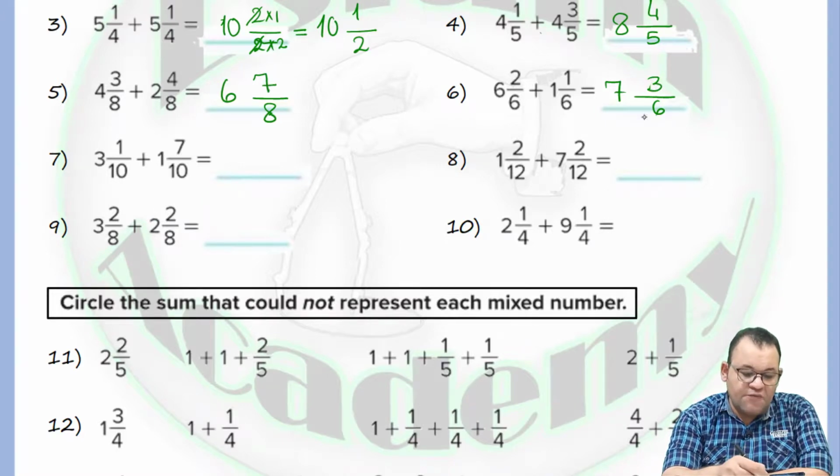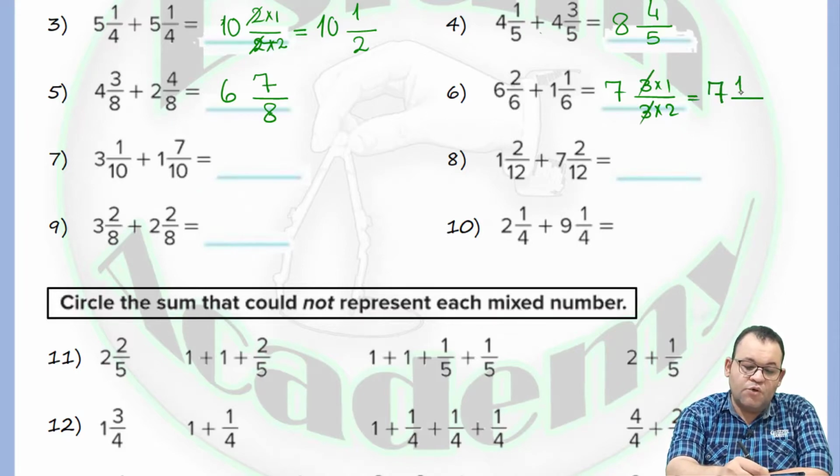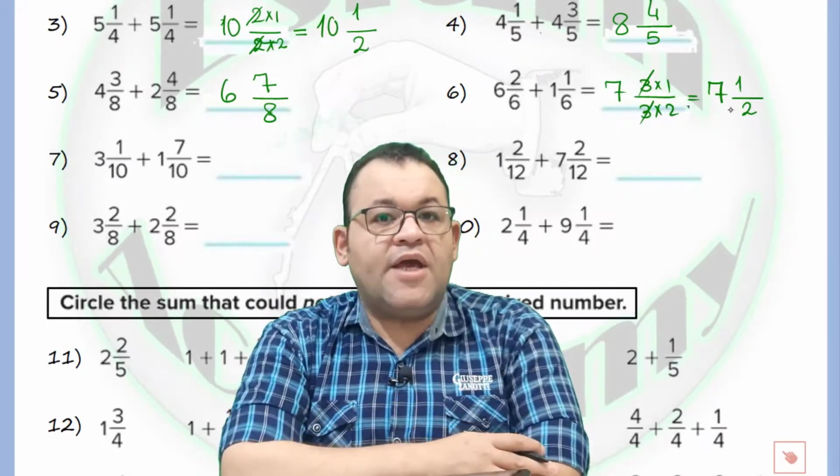After we finish, we look at the fraction 3 over 6. We can write 3 as 3 multiplied by 1, and 6 as 3 multiplied by 2. We can cancel out 3 and 3, so the answer now will be 7 and 1 over 2. And that's how we can add the mixed numbers.